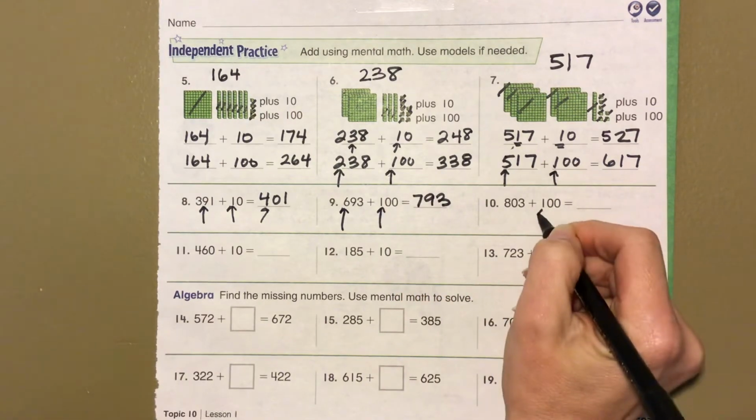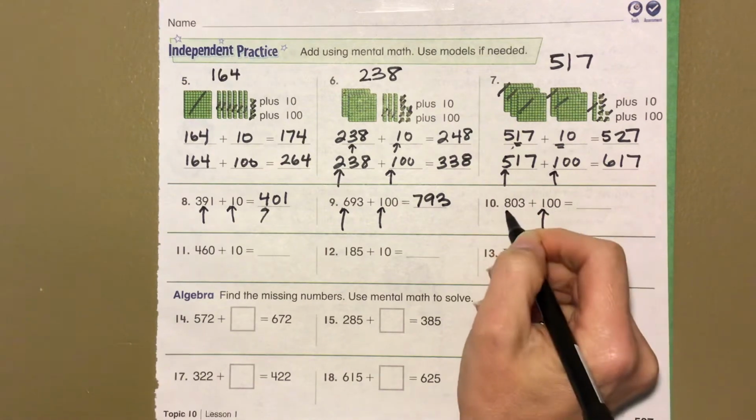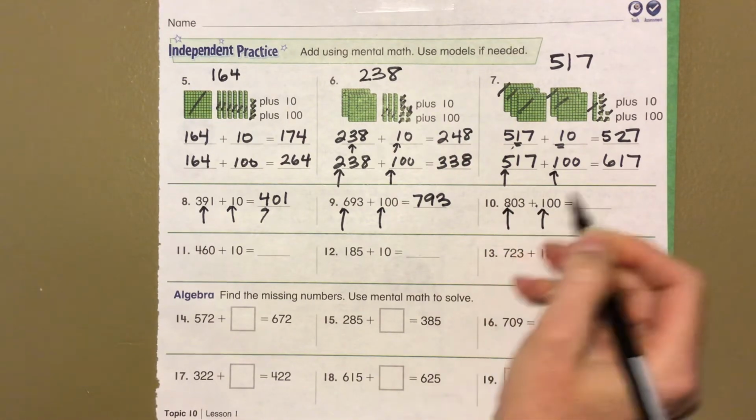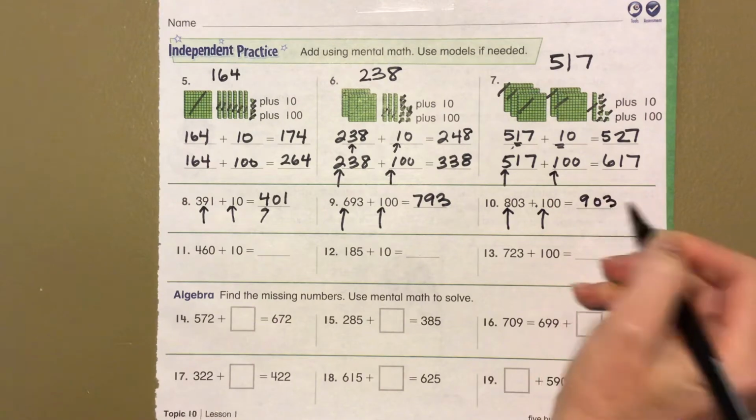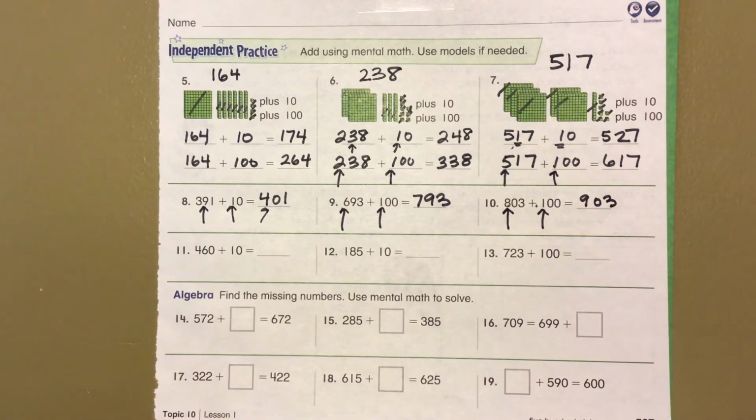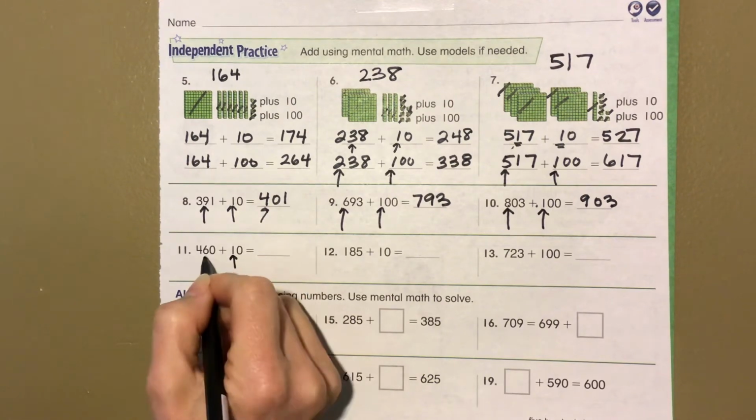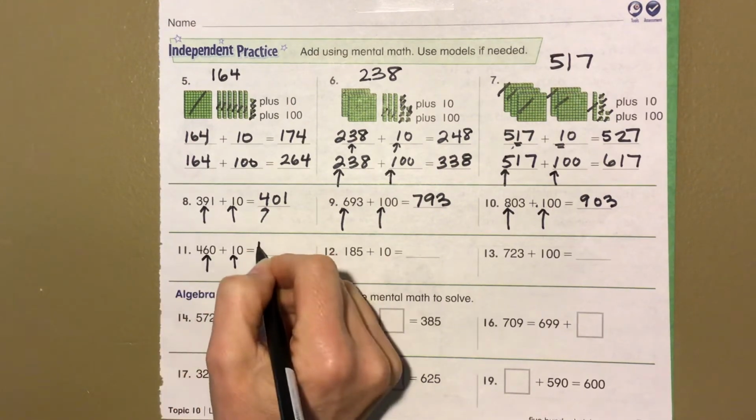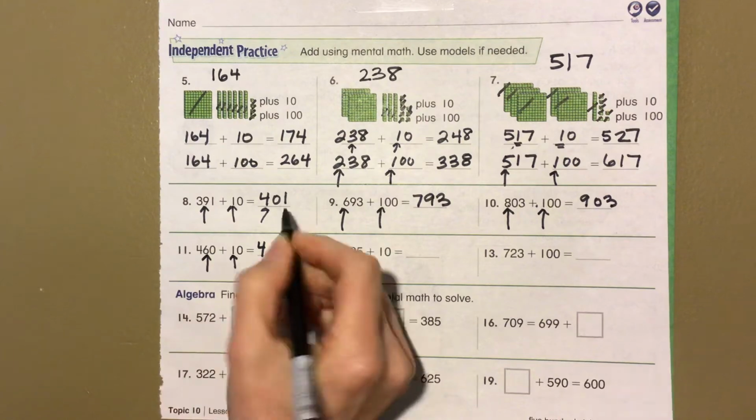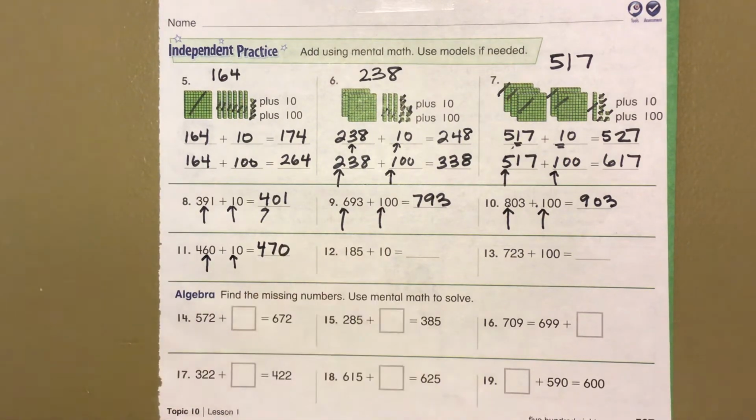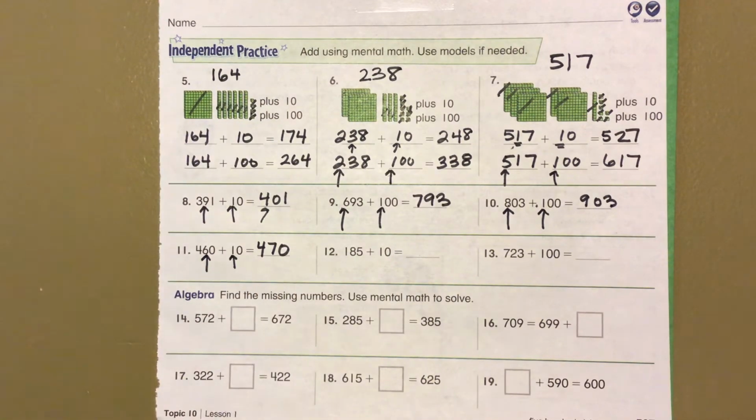803 plus 100. Okay, we're just dealing with our hundreds place. And hundreds place, 8 plus 1 is 9. The other numbers stay the same to get us a sum of 903. 460 plus 10, we're just using the number in the tens place. So we know our hundreds place doesn't change. 6 plus 1 is 7. And we didn't do anything with our numbers in the ones place.